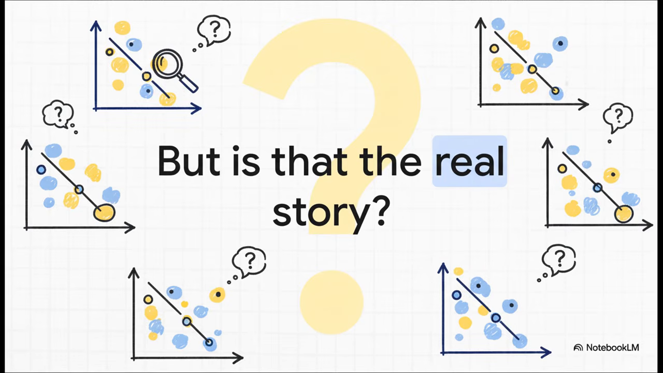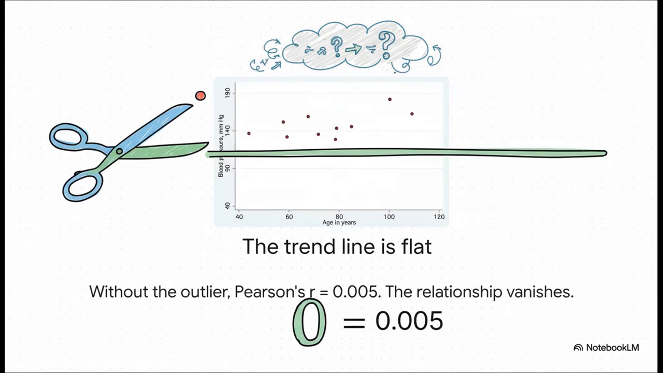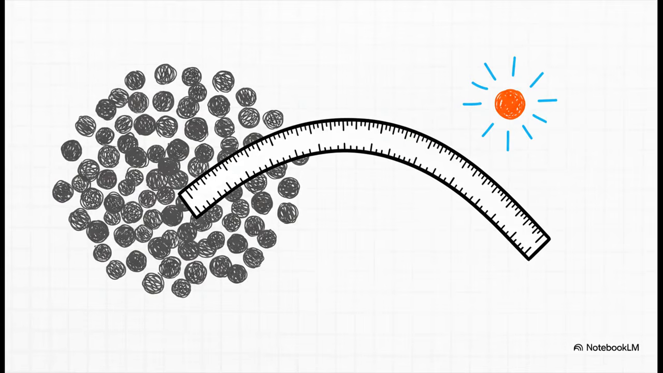Let's zoom in on that one lonely point way out in the bottom right corner. Now watch what happens when we just get rid of that one point. Poof! The entire strong negative relationship just vanishes into thin air. The Pearson correlation plummets to basically 0, the trend line is flat, the entire story just flipped, all because of one single data point. And that, right there, is Pearson's kryptonite. It is incredibly sensitive to outliers. A single weird value, maybe even just a typo, can completely warp the result and lead you to the exact wrong conclusion.